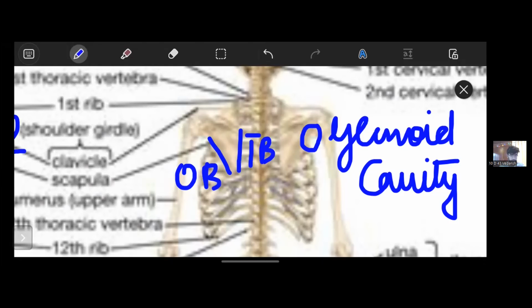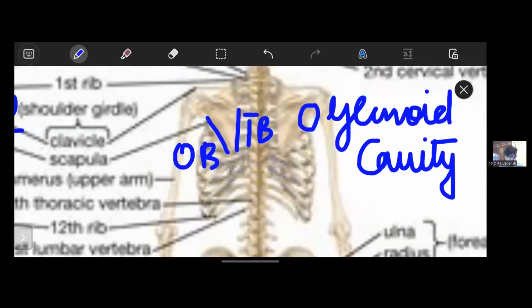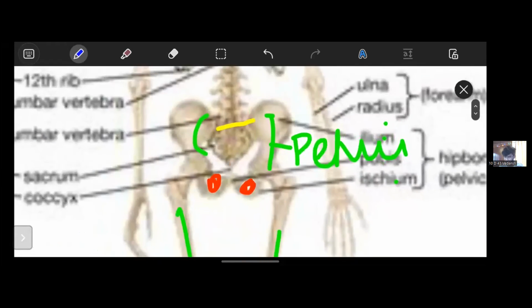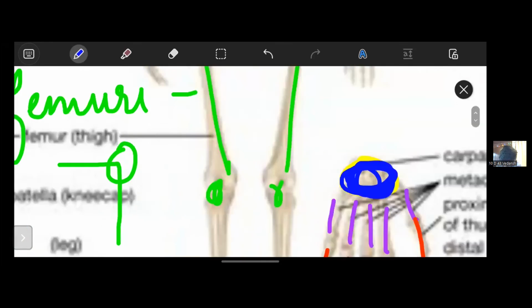I told you about the pelvic region. We have a pelvis, acetabulum, then ilium, ischium, and all hip bones. And then we have the lumbar vertebrae connecting them. So we did that. Now let us move towards the joints.